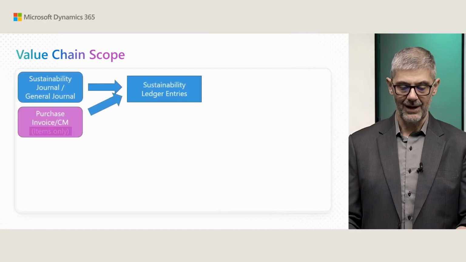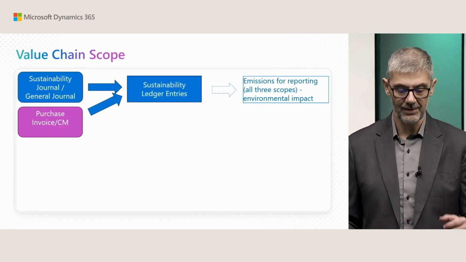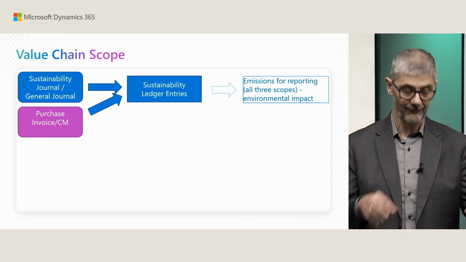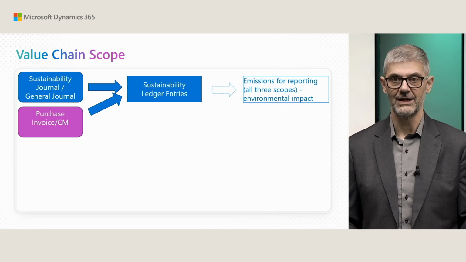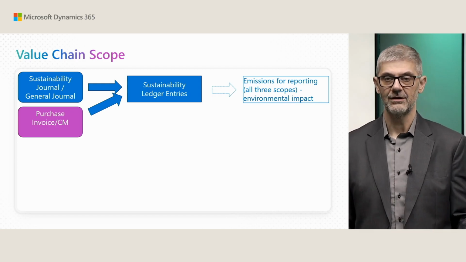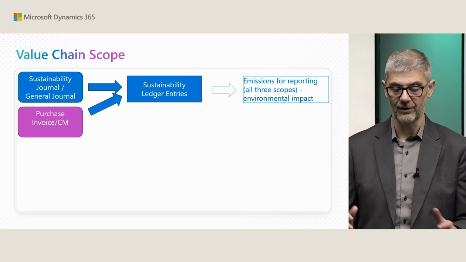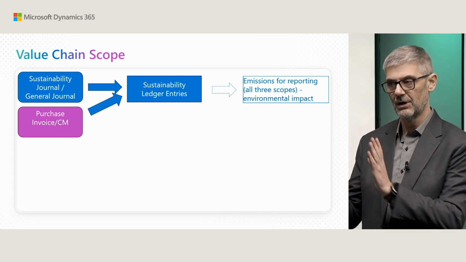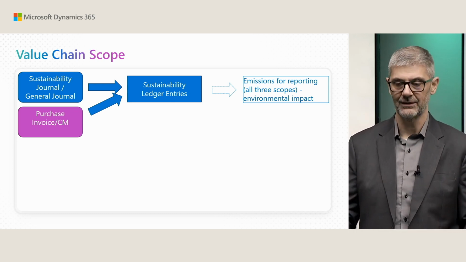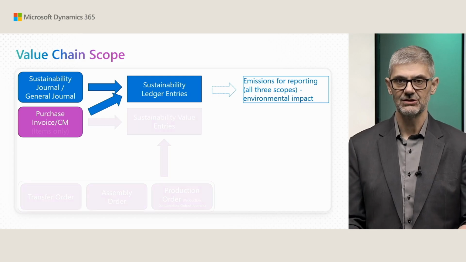Okay, what is it about? If you look at what we had previously related to sustainability, we could use Sustainability Journal from this wave, General Journal as well, or from previous waves, Purchase Invoice or Credit Memo, to enter all this information into Sustainability Ledger entry, so we can use emissions for reporting all scopes about environmental impact. So this is for official reporting, CSRD and other rules. But now with the new feature, we added an additional scope.